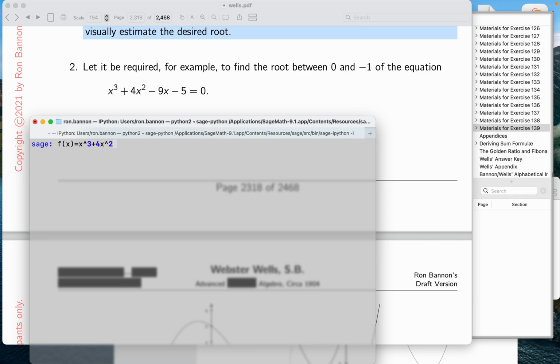4x squared. Whoops, sorry about that. I made a mistake already. Star 4x squared. Did I do okay? I made a mistake again. I'll type it out again. So minus 9x minus 5. Hit the return. No mistakes. I want to see if I get the right thing back. X cubed, 4x squared minus... Yeah, I did okay.